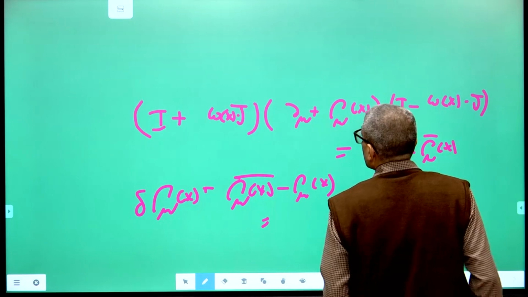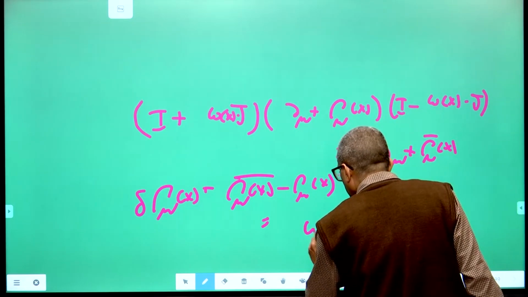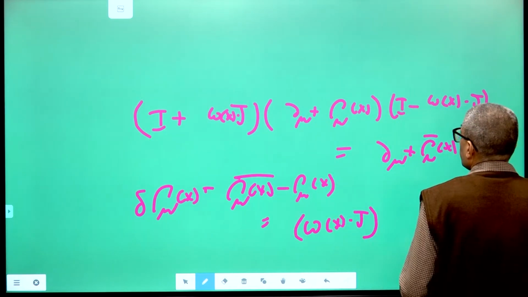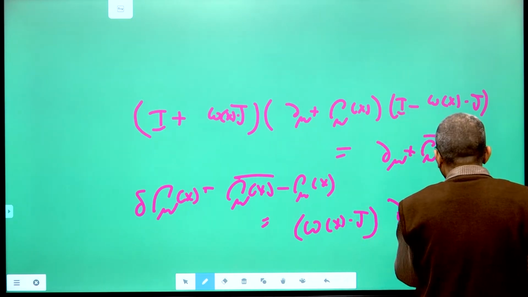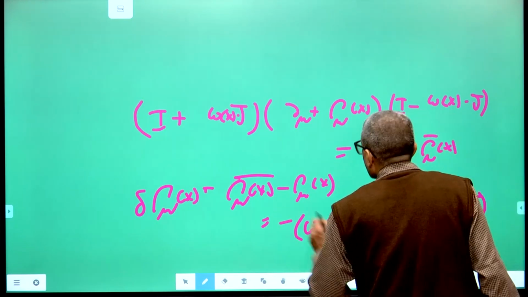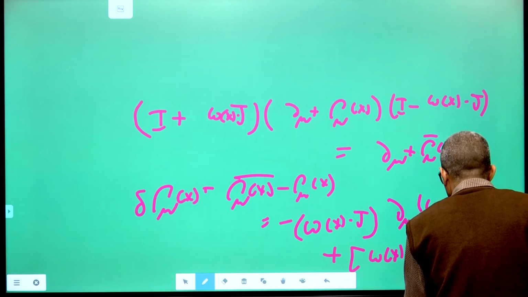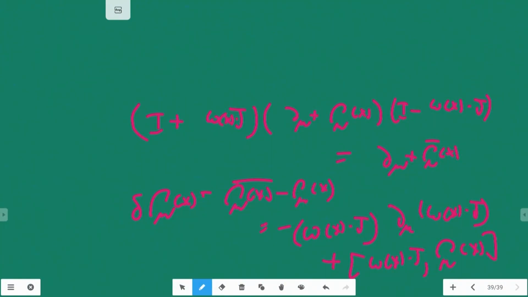should be nothing but omega dot j. So here you have omega x dot j multiplied by dou mu, omega x dot j with a negative sign, plus omega x dot j comma gamma mu x. But of course, this won't count. It will be simply minus of this, because it is infinitesimal; the product of two omegas can be neglected. This will give you a term only from dou mu acting on this. You won't get any other term. Dou mu acting on I is 0.